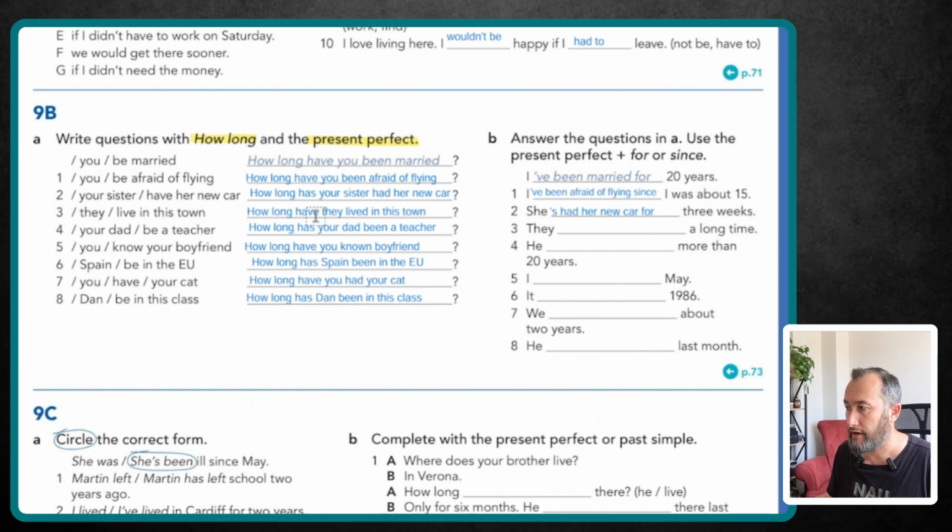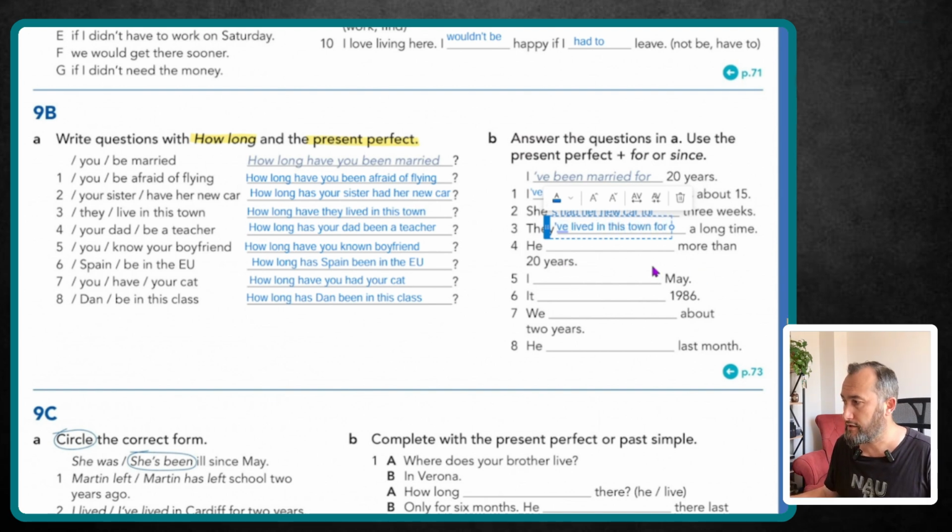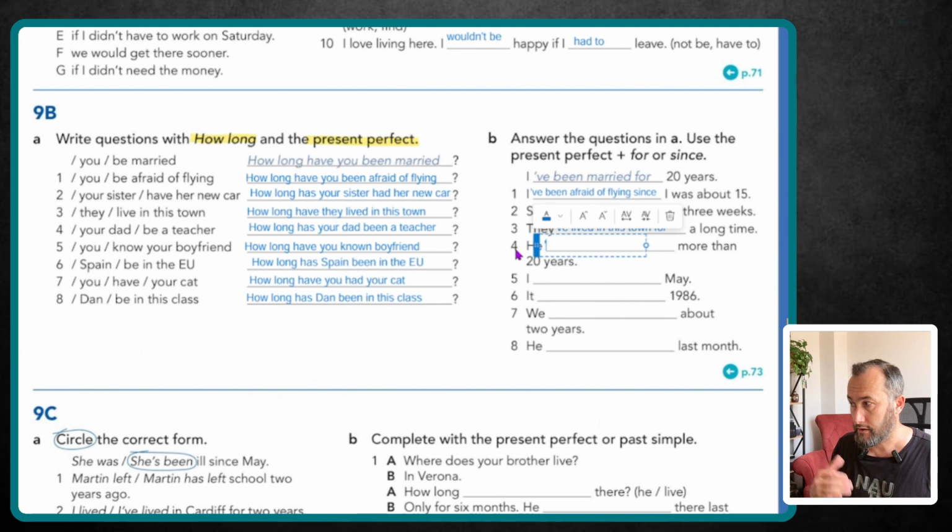3. How long have they lived in this town? They've, contraction of they have, lived in this town. A long time is a period, so we're going to use for, guys. 4. How long has your dad been a teacher? He has, contraction, he's been a teacher for more than 20 years. 20 years is a period.